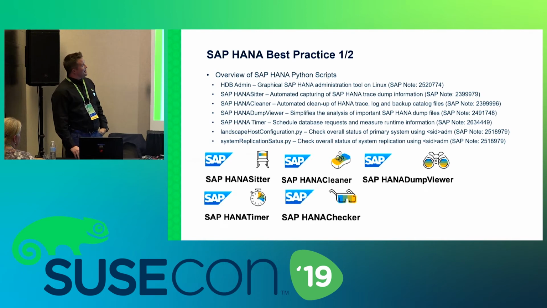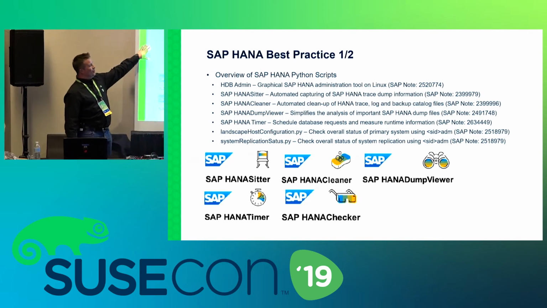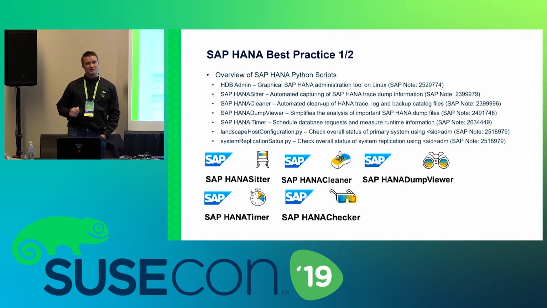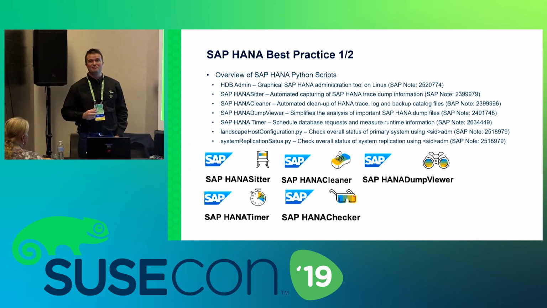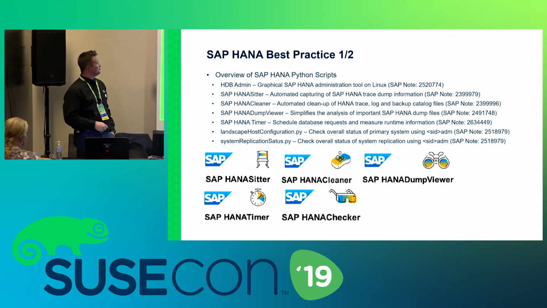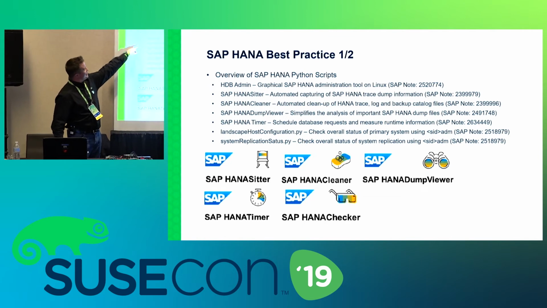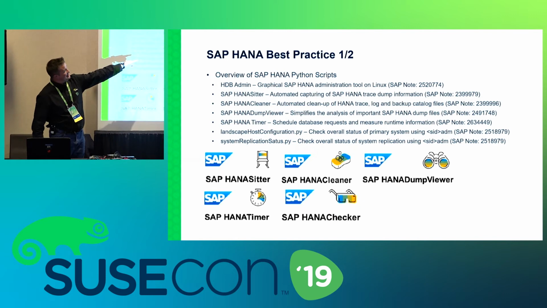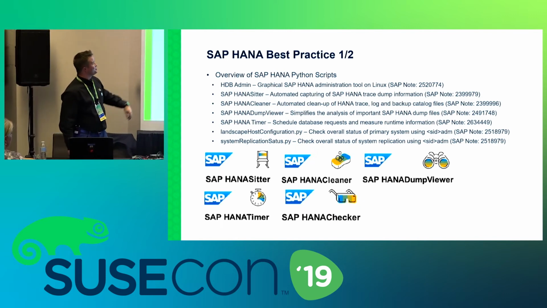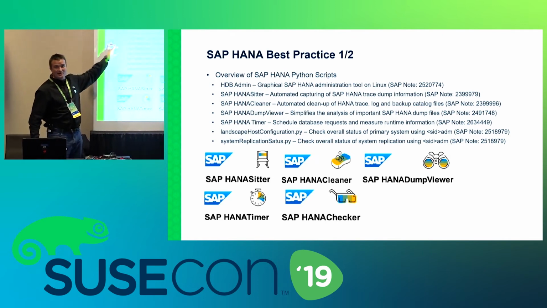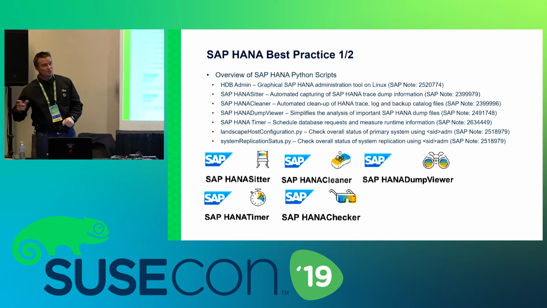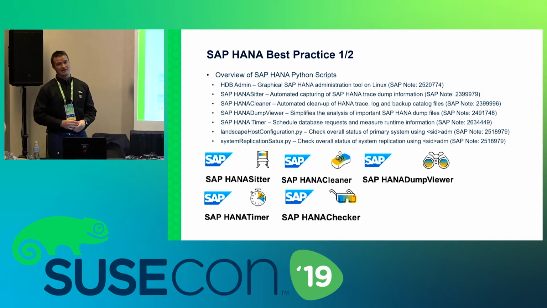Then from SAP HANA, I'm not going to go through this, I've included all of the various different SAP notes, but SAP HANA gives some nifty tools that a lot of people don't know about, which are very, very useful. So we call these Python scripts. There's a graphical SAP HANA administration tool on Linux available called HDB Admin. If I want to automate the cleanup of HANA Trace, HANA Log, and HANA Backup catalog files, there's already a tool for it called SAP HANA Cleaner. These are all tools that you need to know about if you're running a HANA environment.